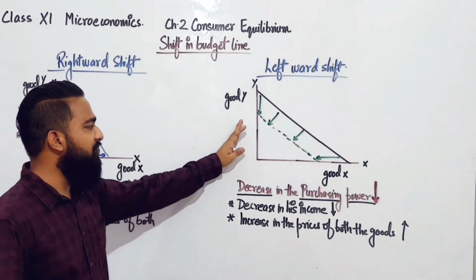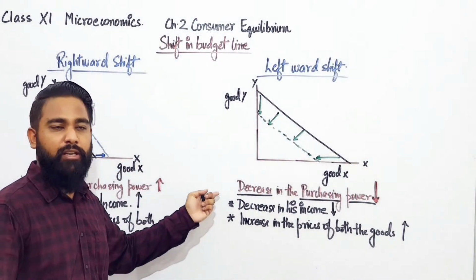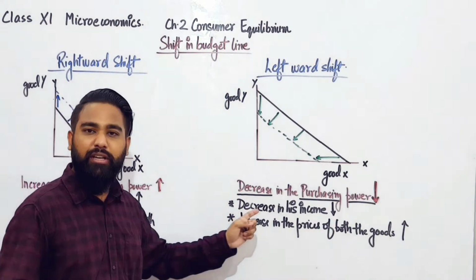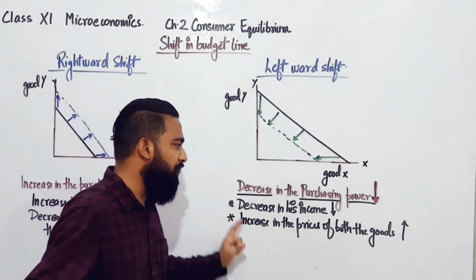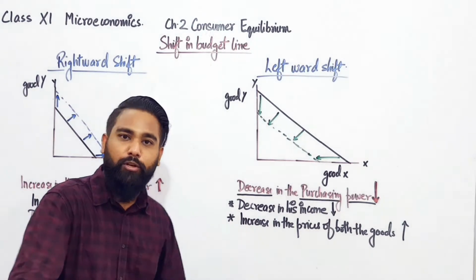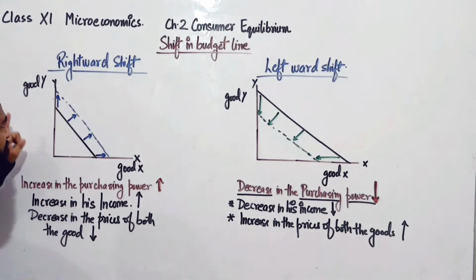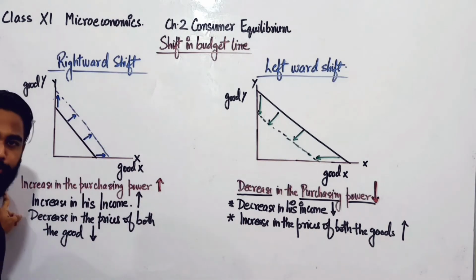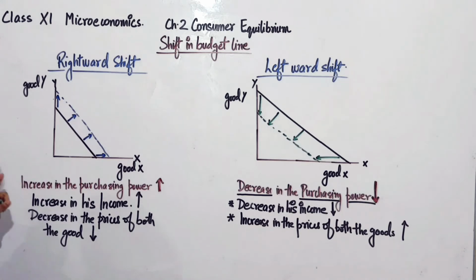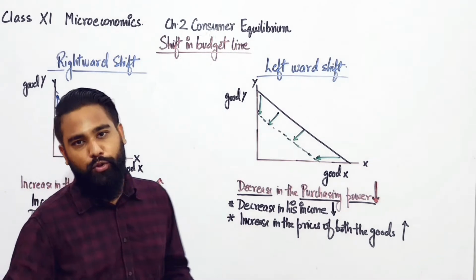So if there is a leftward shift, it means there is a decrease in his purchasing power, and the reason behind the decrease in the purchasing power is that there is a decrease in his income, or the prices of both the goods have increased. And why is there a rightward shift? Because there is an increase in his purchasing power. And why that? Because of an increase in his income and a decrease in the prices of both the goods.